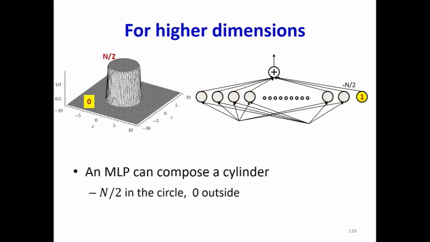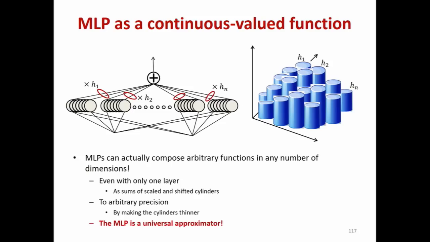So now I know how to compose a cylinder, which is n over 2 in the center and 0 on the sides. So if I want an arbitrary function, I fill up the space with cylinders, scale them to different heights, and add them up, and I can compose pretty much any real valued function to arbitrary precision using just one hidden layer, right? So that's the magic. Even a one hidden layer neural network is a universal approximator.